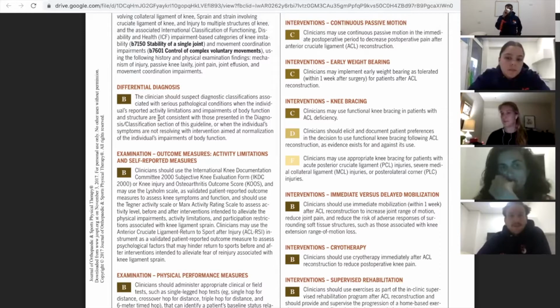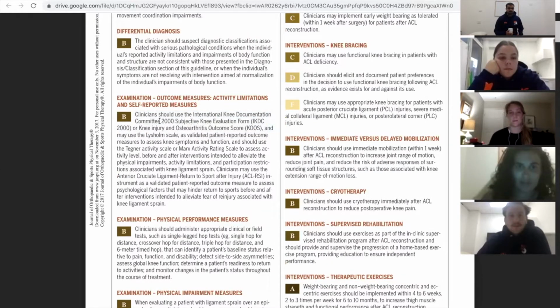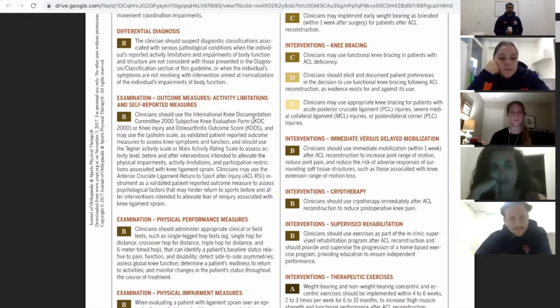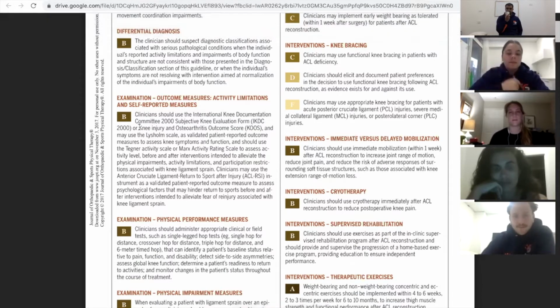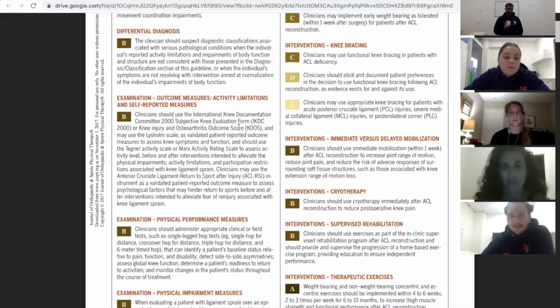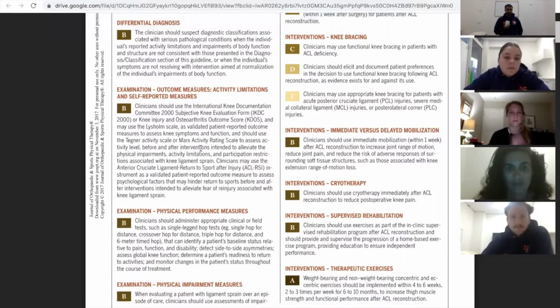So in the exam, a couple of these questionnaires or surveys are recommended. So we've got the International Knee Subjective Knee Evaluation Form, or the IKDC 2000 for short. We've got the one that we use here, the KOOS, the Knee Injury and Osteoarthritis Outcome Score. And then there's a couple more after that, and that is B levels, so pretty good evidence as well.